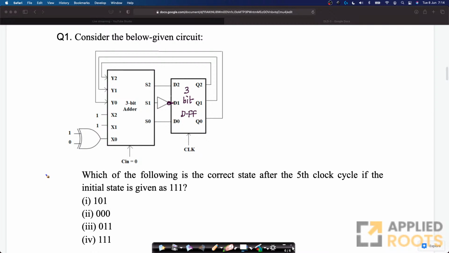So it says, which of the following is the correct state after the 5th clock cycle? After the 5th clock cycle.